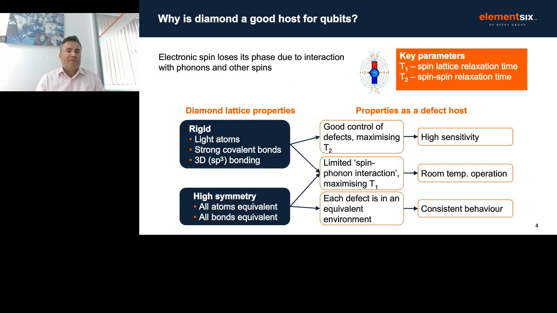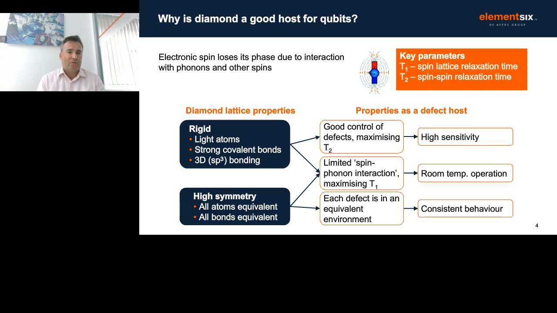So that's, in simple terms, how we grow high quality diamond. Why might it be expected to be a good host for qubits? Well, you think about a quantum spin. If this is my qubit, you see there my little north-south magnet at the top of the image. Typically, you want to minimize its dephasing. You don't want this thing to dephase because of interaction with other spins or phonons in the crystal. Those dephasing characteristics are characterized by characteristic times, T1 and T2. T2 is the measure of spin-spin interaction.